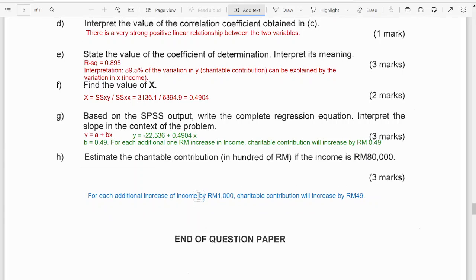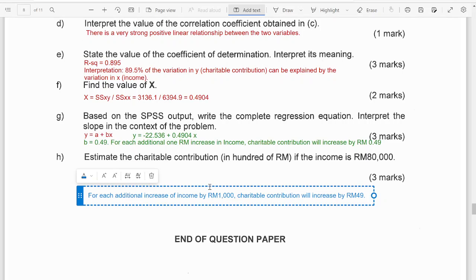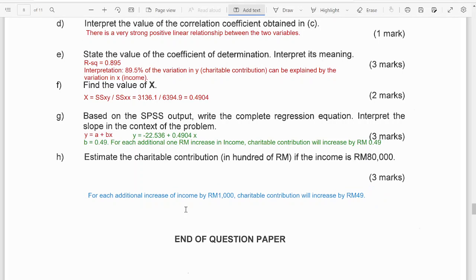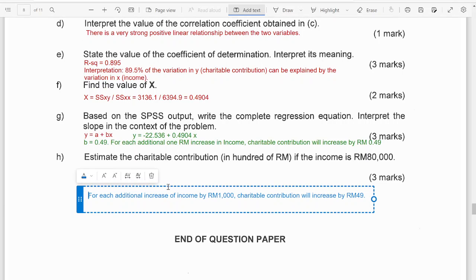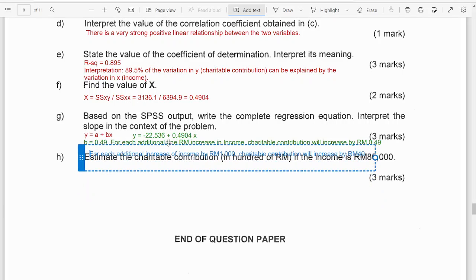Okay, so this is for the second interpretation. So you boleh gunalah mana-mana you nak. So this one is for the second interpretation.